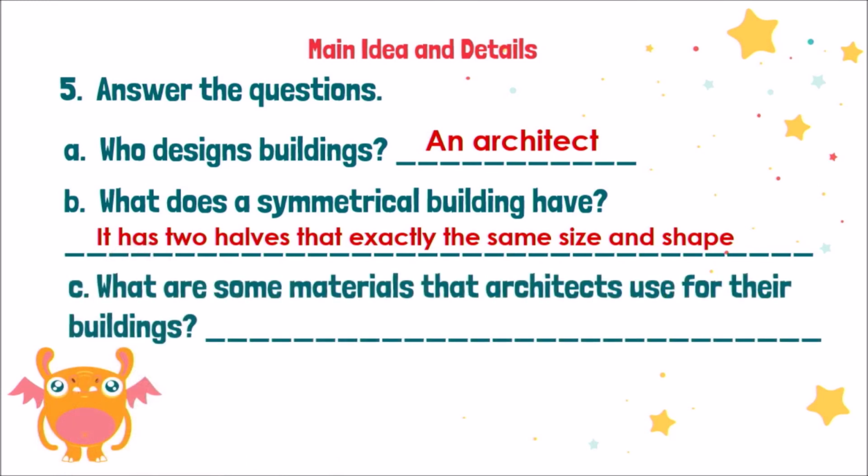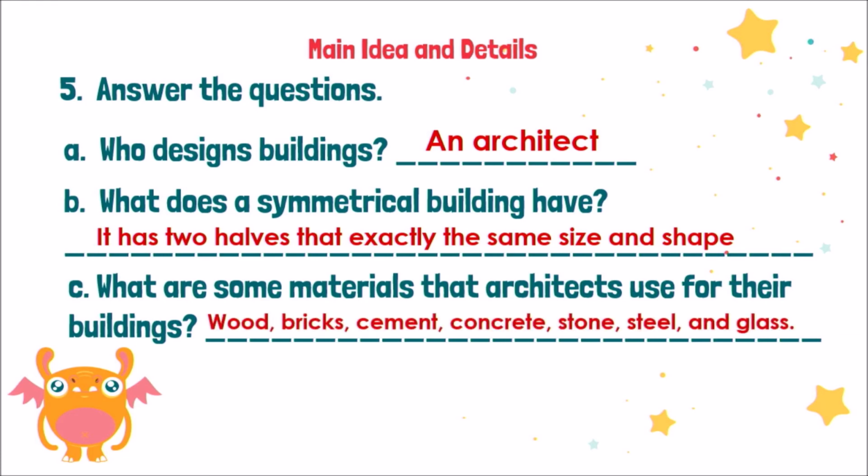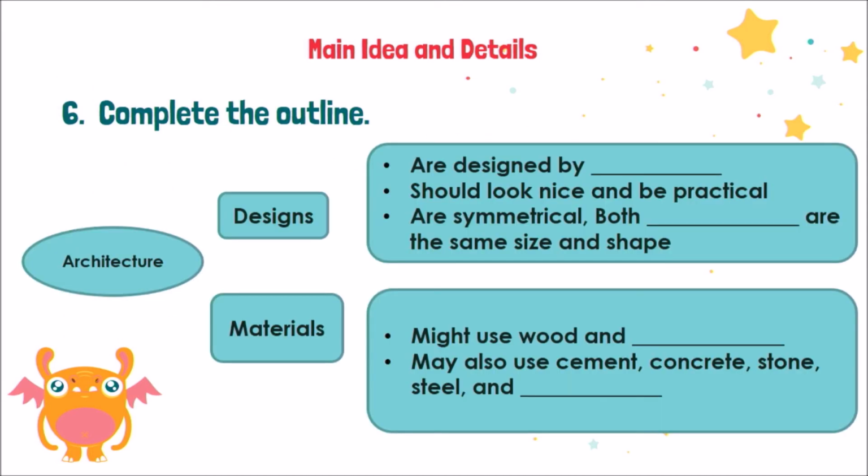Next, letter C. What are some materials that architects use for their buildings? Of course, we have wood, bricks, cement, concrete, stone, steel, and the last one is glass. Very good, grade 3.